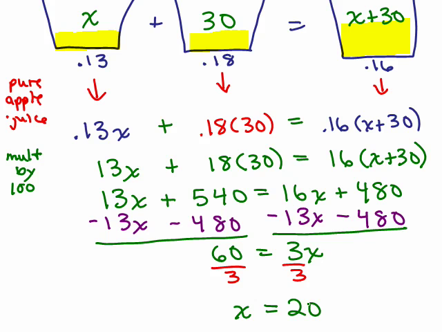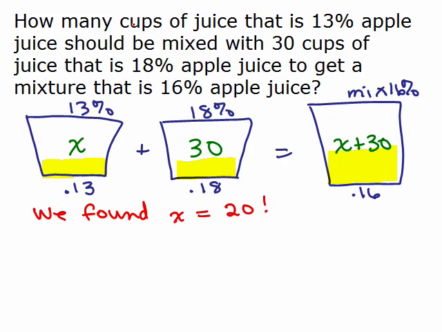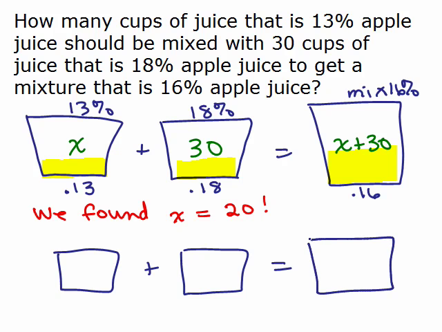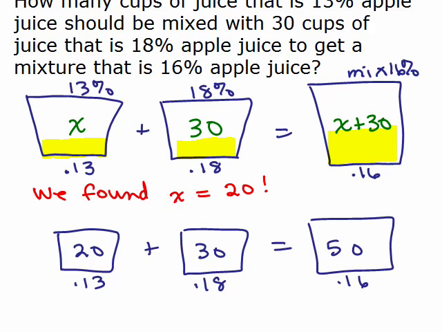All right, so now we have to remember what x stood for, what the problem was asking for to begin with, and we need to do the check. All right, so this was our original problem and how we set it up, the picture, and then we found x is 20. So let's just draw a picture again and see what that would look like. Now that we know that x is 20, well, put in 20 for x. We already knew this was 30, and 20 plus 30 then will be 50 in this container that we're mixing. And the percent in each was the 0.13, the 0.18, and the 0.16, 13%, 18%, and 16%.